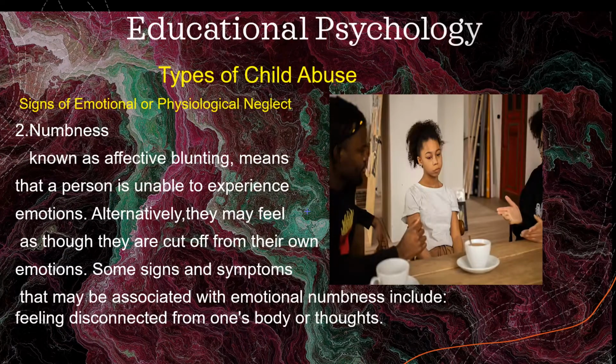So the next one is numbness, pagiging manhid, known as affective blunting. It means that a person is unable to experience emotions. Alternatively, they may feel as though they are cut off from their own emotions. Some signs and symptoms that may be associated with emotional numbness include feeling disconnected from one's body or thoughts.